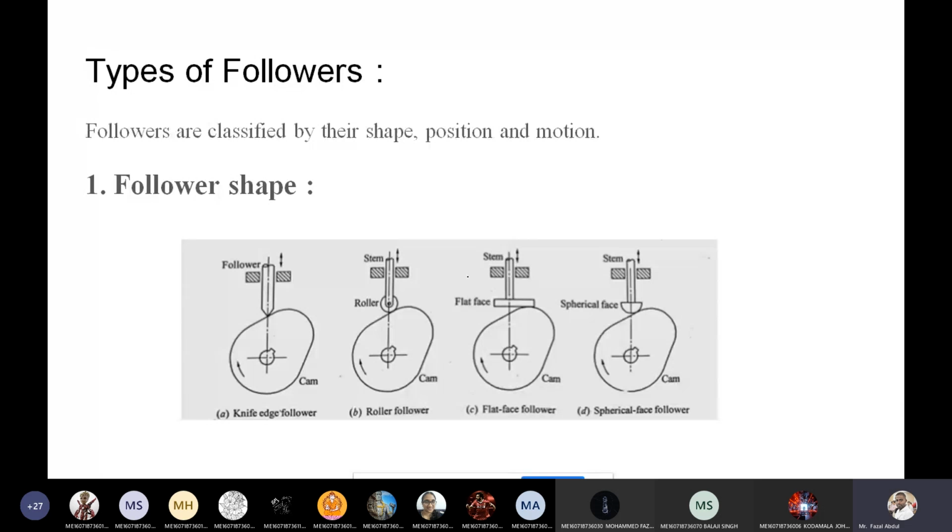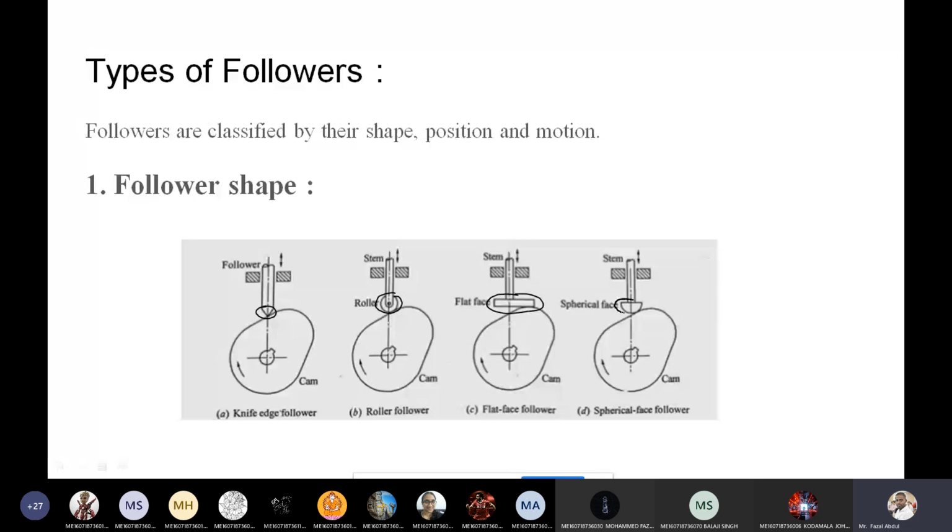Based on the shape, see here at the tip, the shape is appearing on the follower. Here the shape is appearing on the follower, and here too the shape is appearing on the follower.